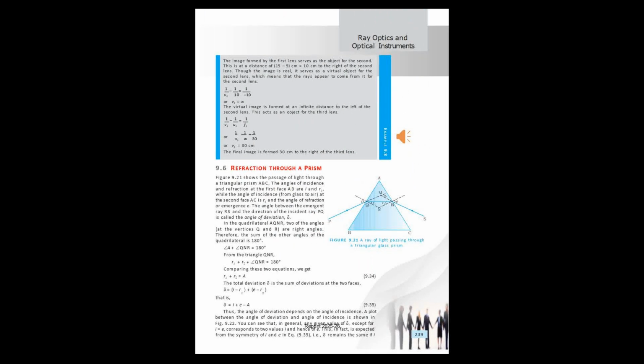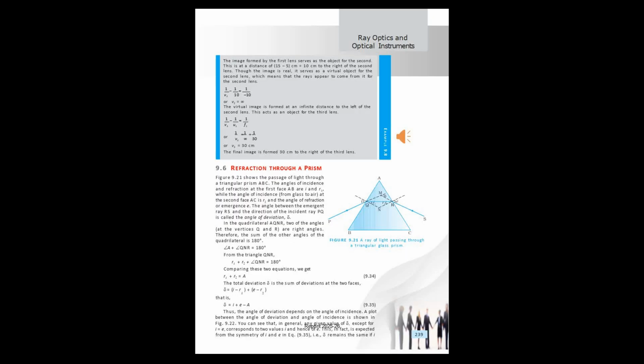Refraction through a prism. Figure 9.21 shows the passage of light through a triangular prism ABC. The angles of incidence and refraction at the first face AB are i and r1, while the angle of incidence from glass to air at the second face AC is r2 and the angle of refraction or emergence e. The angle between the emergent ray RS and the direction of the incident ray PQ is called the angle of deviation, delta. In the quadrilateral AQNR, two of the angles, at the vertices Q and R, are right angles.